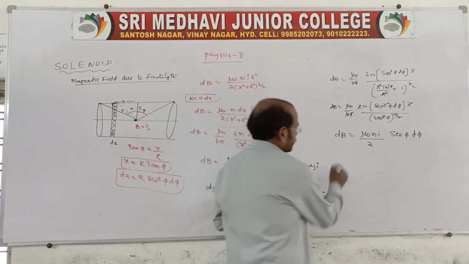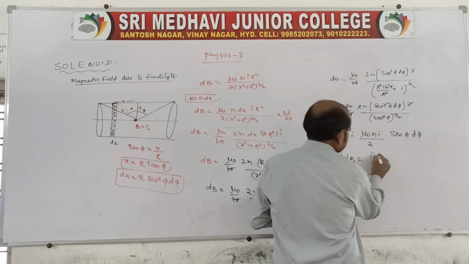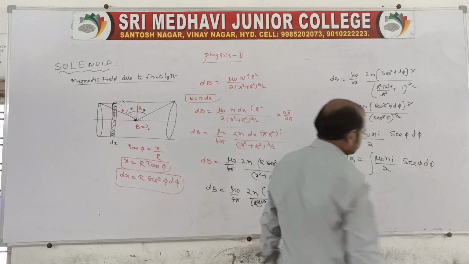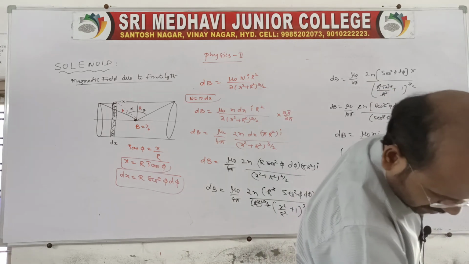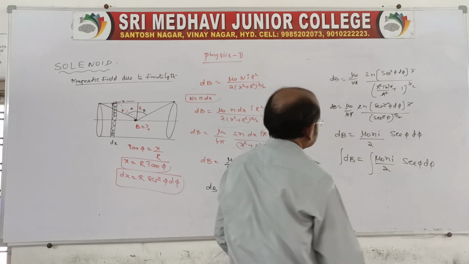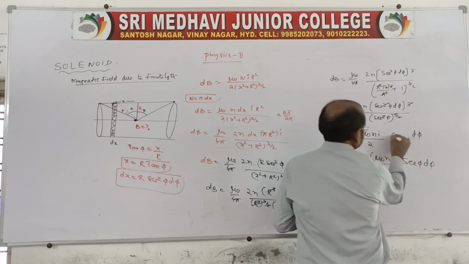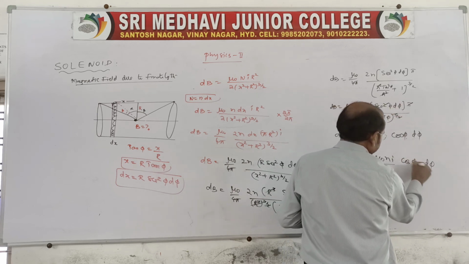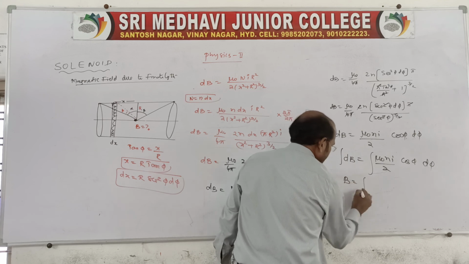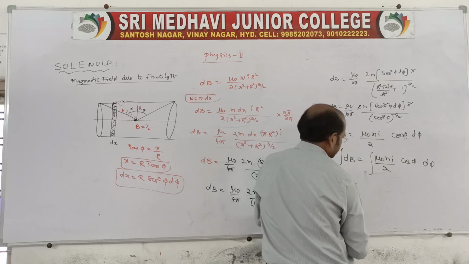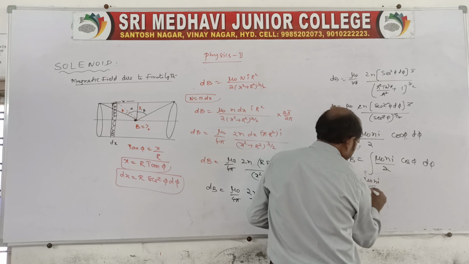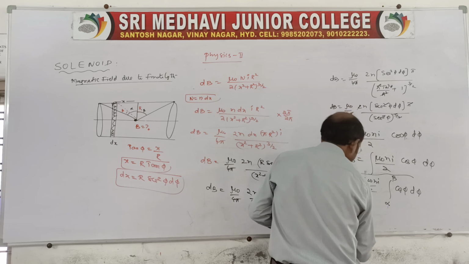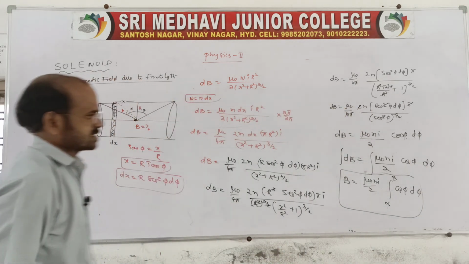Now you apply integration of d phi: integral mu naught n I by 2 into secant phi d phi. Clear? Since the secant phi d phi is actually one by secant phi, we'll get cos phi here. The square is cancelled, so we only have cos phi. Now you take B from alpha to beta. Better you write, mu naught n I by 2 outside, from alpha to beta cos phi d phi. The integration of cos phi is sin phi.